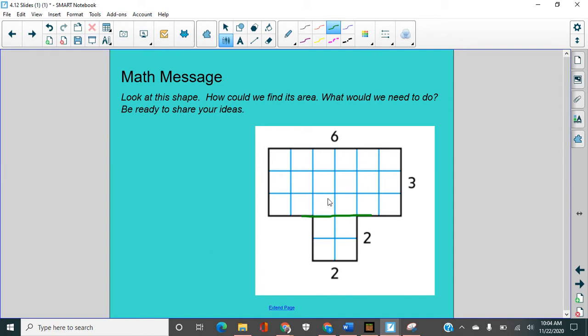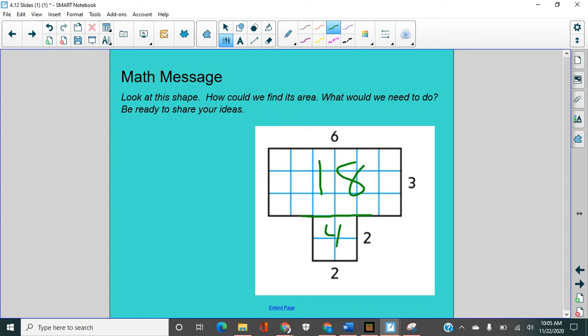I have two rectangles. See, here's one and here's the other. Now this rectangle is a square, right? But it's still a rectangle. So I have a rectangle here that is 6 long and 3 wide. And we know that if we multiply 6 times 3, we can get the area of this top part. And look at this one, 2 times 2. This area would be 4.